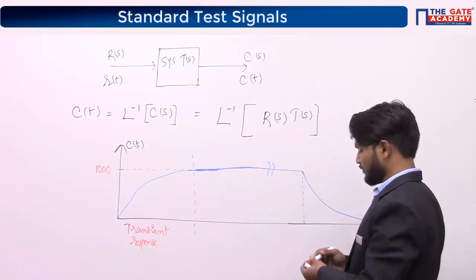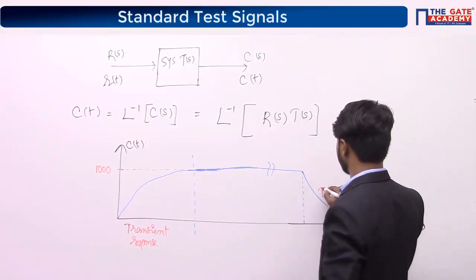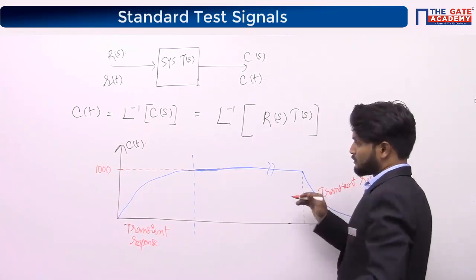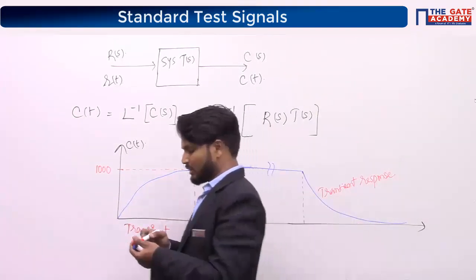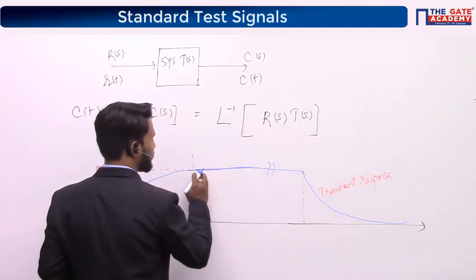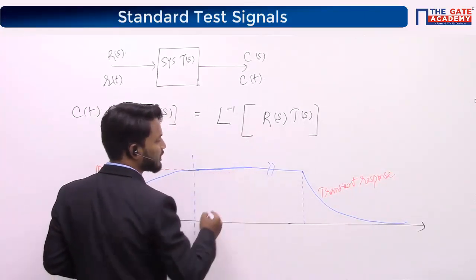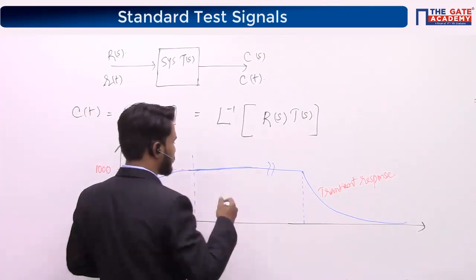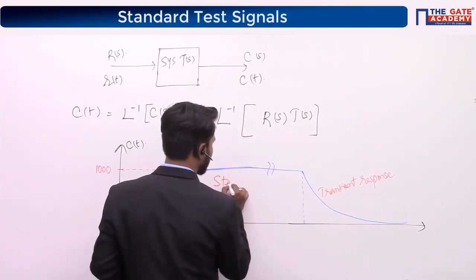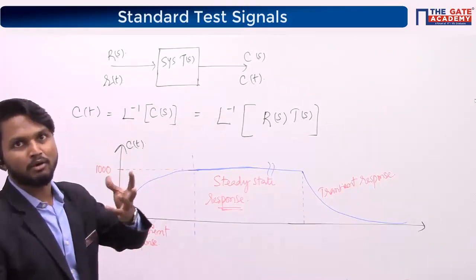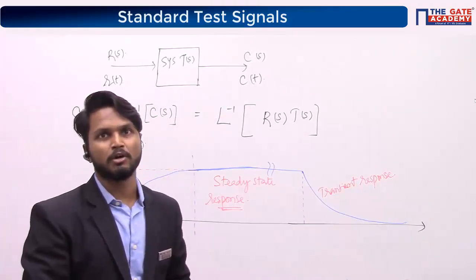In this case also you can call it the transient response. Here, this is constant for a continuous period of time, continuously constant. So this is called the steady state response. Our response c(t) is a culmination of more than one response.